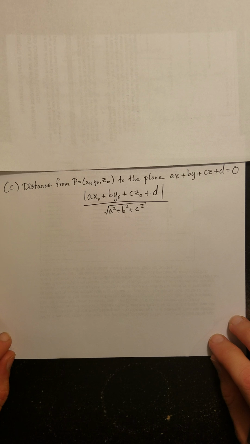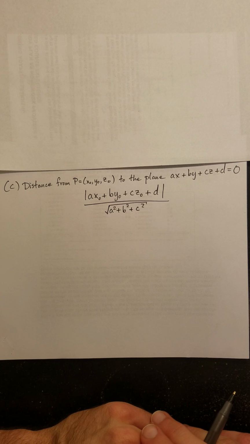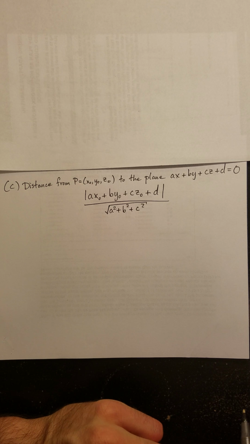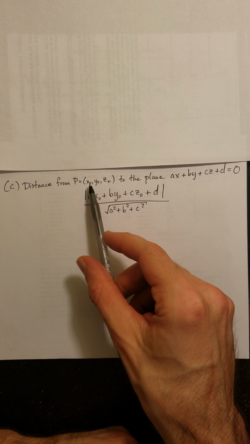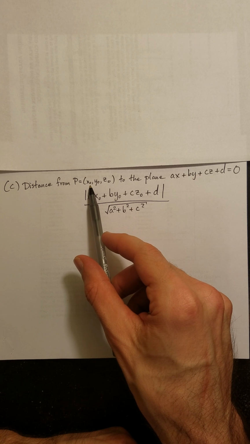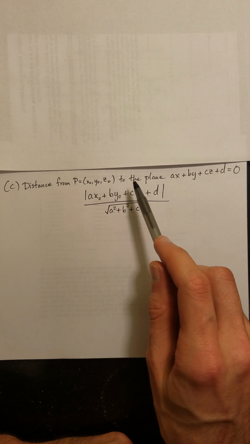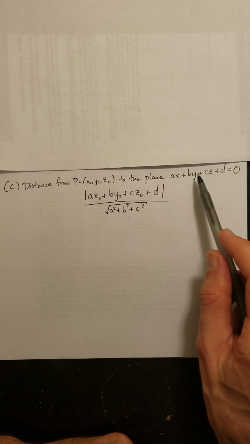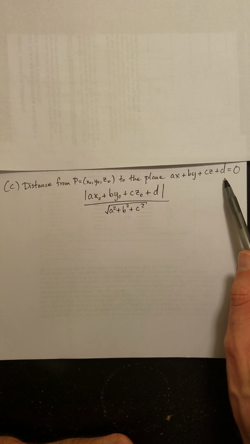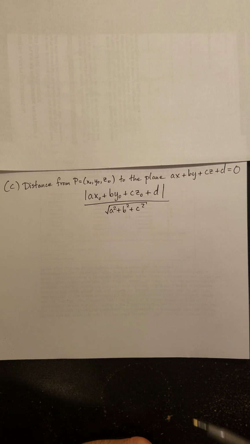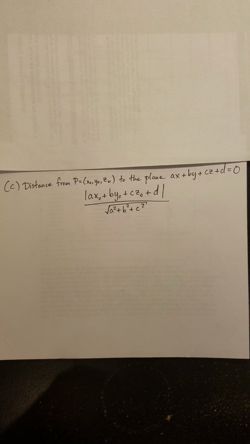All right, so we have come to the grand finale, problem 25C on the final exam practice. We want to find the distance from a point with x coordinate x naught, y coordinate y naught, z coordinate z naught to the plane with this linear equation ax plus by plus cz plus d equals 0. We want to show that the distance is equal to this quantity here.